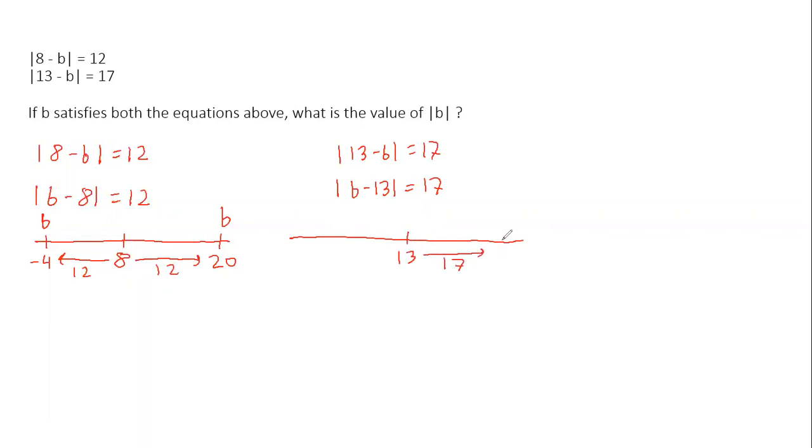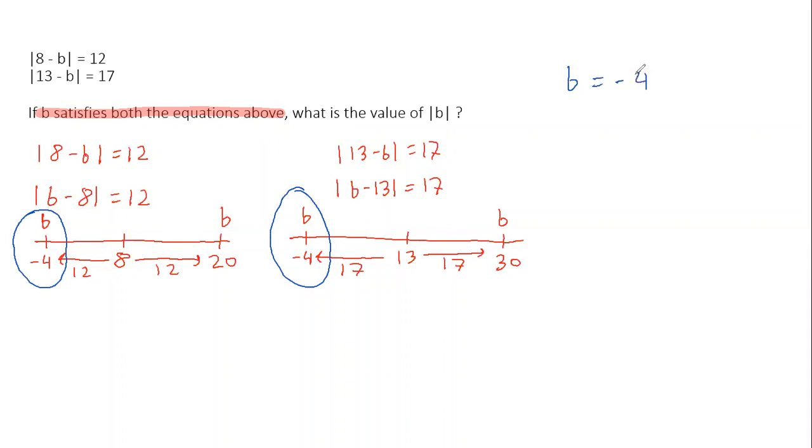So if I go 17 points ahead on the number line, I will reach 30. And if I go 17 behind on the number line, I will reach minus 4. So according to this equation, b is 30 or b is minus 4. Now when I read the question further, it says b satisfies both the equations above. So if b satisfies both the equations, I can clearly see that there is only one value that is the same in both the equations, and b is nothing but minus 4.